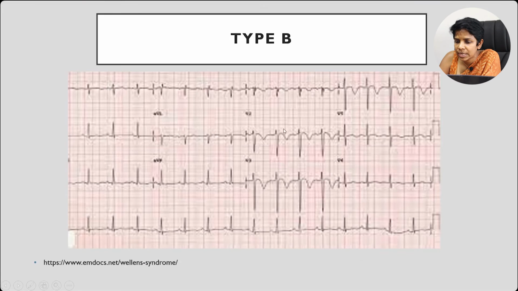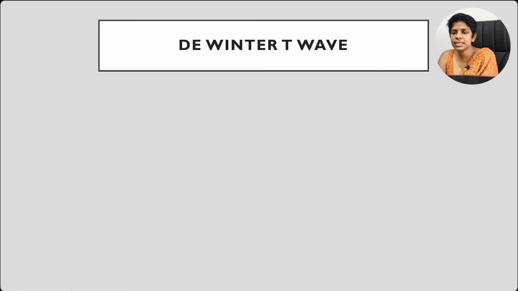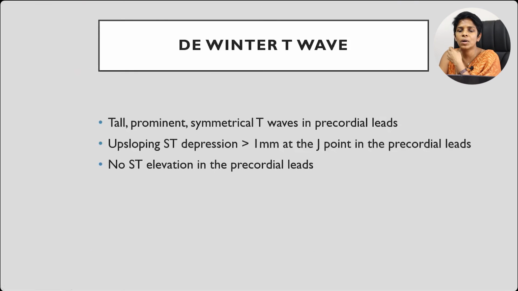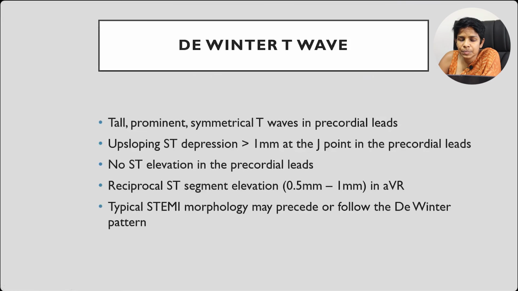In type B, you get deep symmetrical T inversions, not like biphasic T inversions. De Winter T wave is a tall, prominent, symmetrical T wave, again in precordial leads. This is preceded by upsloping ST depressions. Previously, I said ST depressions, to be significant, should be either downsloping or horizontal, but here ST depressions are upsloping and there are no ST elevations.